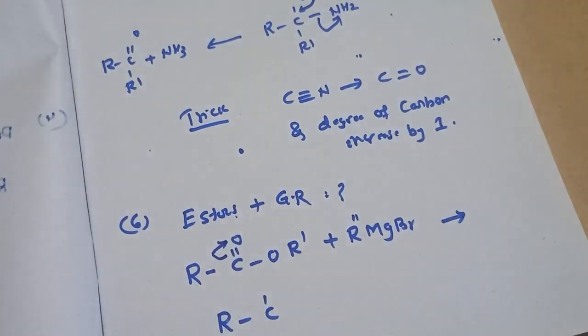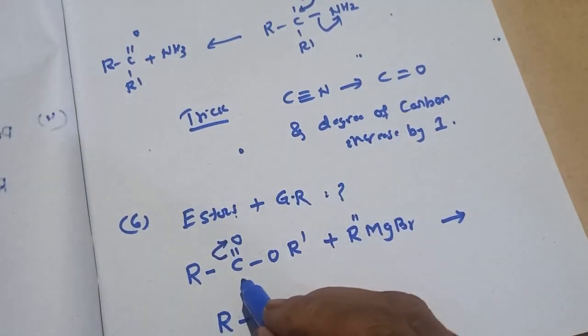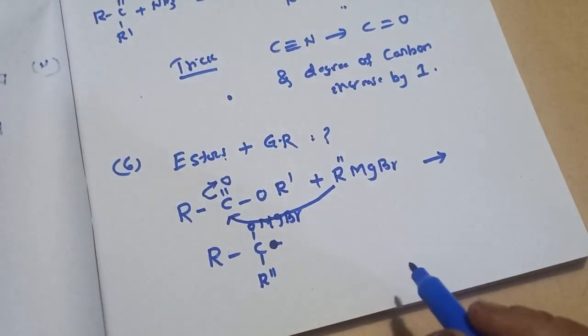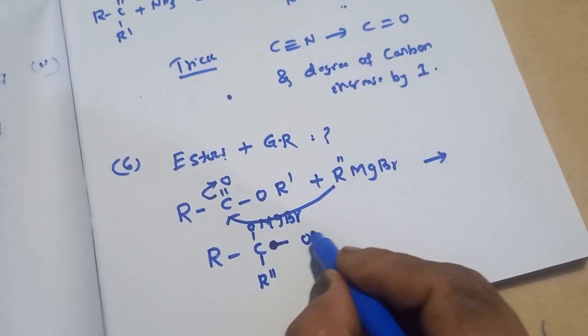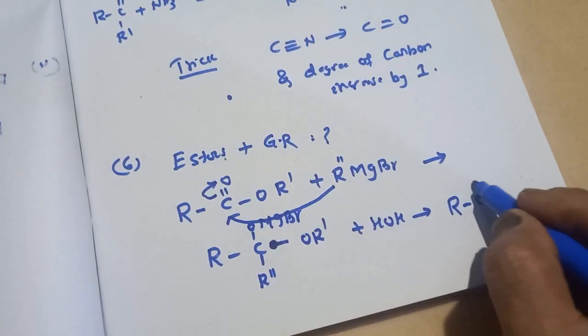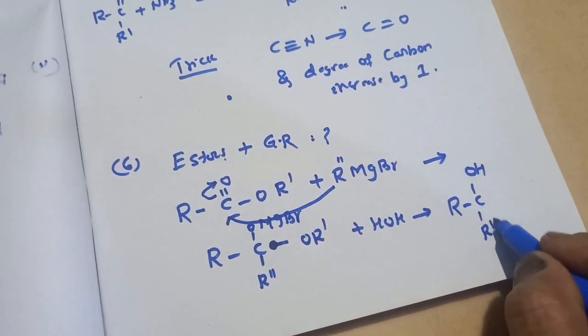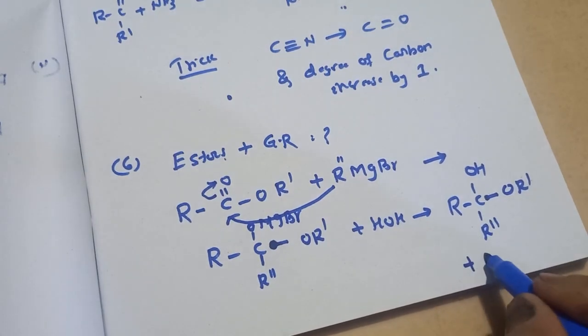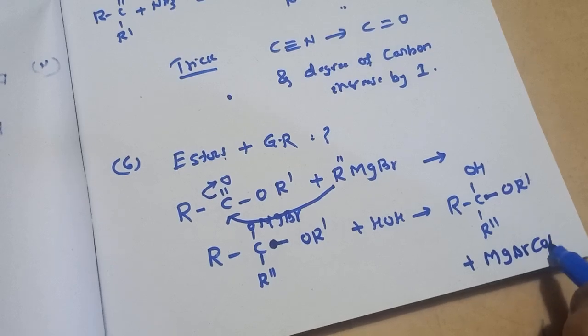Now the bond shift takes place and this R double prime attacks this one, that is here oxygen, and we get OMgBr and this is our OR prime. This one on hydrolysis gives rise to R C OH R double prime, O R prime plus MgBrOH.